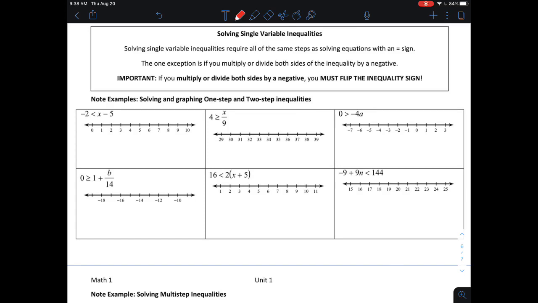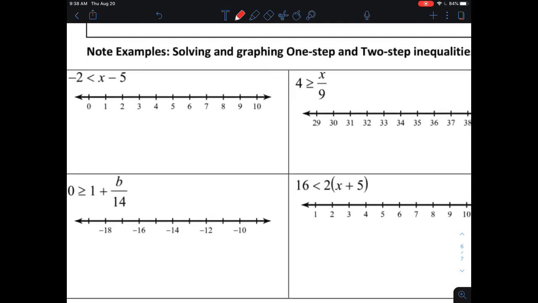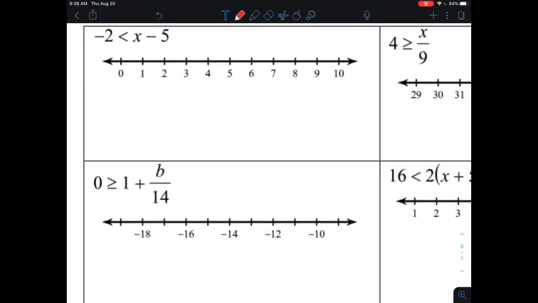Okay, here we're going to look at solving some single variable inequalities, and when we solve these, basically we're going to take all the same steps that we do to solve a normal equation for x, just this time we have to deal with an inequality sign, and we'll also graph our answers on the number line. Now, the way we do this here is we treat it just like we would a normal equation.